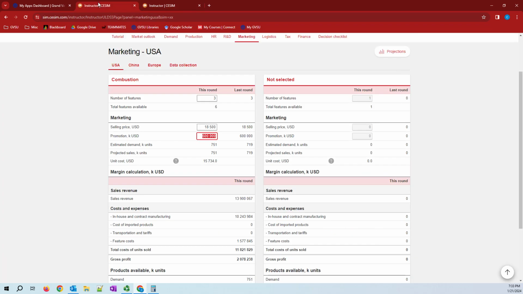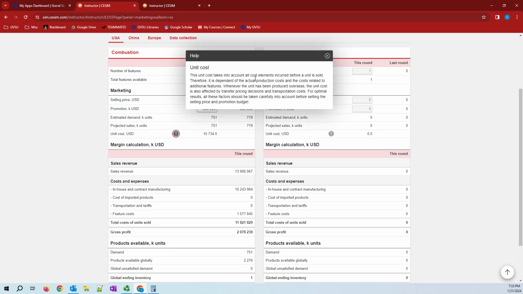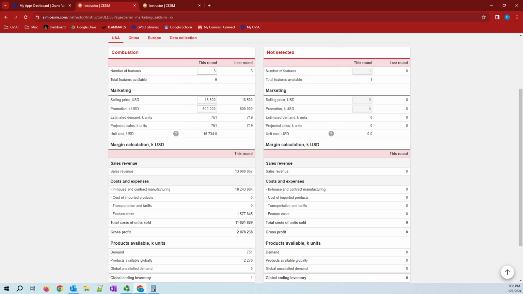So I go back to my system. I try to see what's going on with my cost. My overall cost with respect to unit of production, as well as the three features and anything extra. So actual production cost, cost related to features, and if the car has been produced overseas, then the cost of transfer pricing and transportation, all those things considered, my cost of having one car available in USA is $15,734.